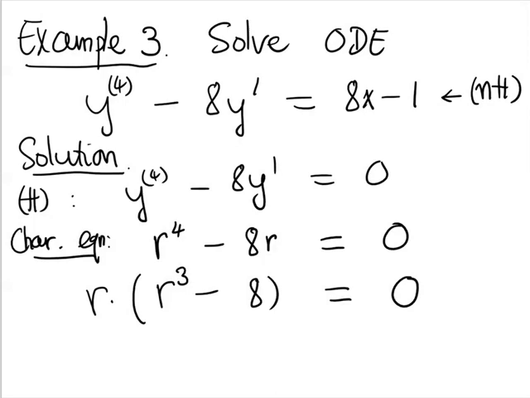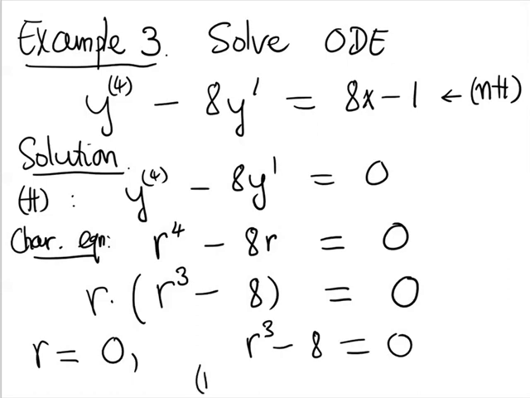It turns out we have 2 more complex roots. In order to determine the complex roots, we need to use factoring. We need to use long division or synthetic division here. So let me write first r equal to 0, that's the first one. And then we have r cubed minus 8 equals 0. We know that has a root r equal to 2.